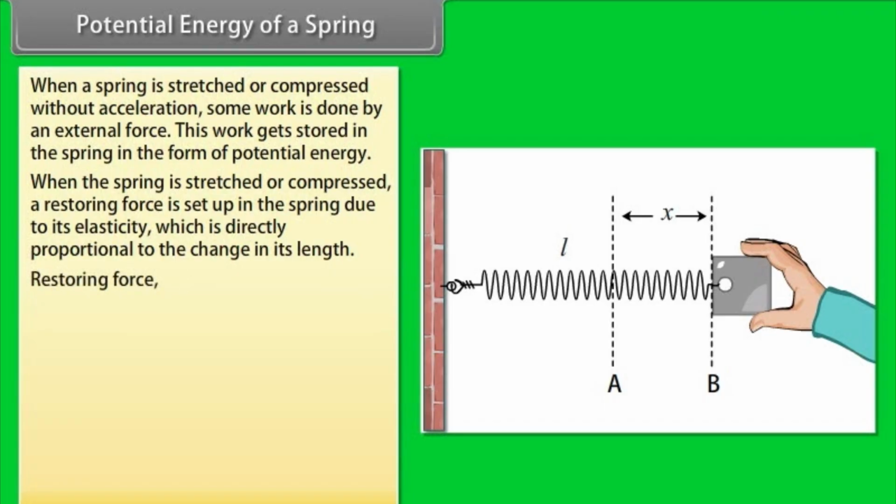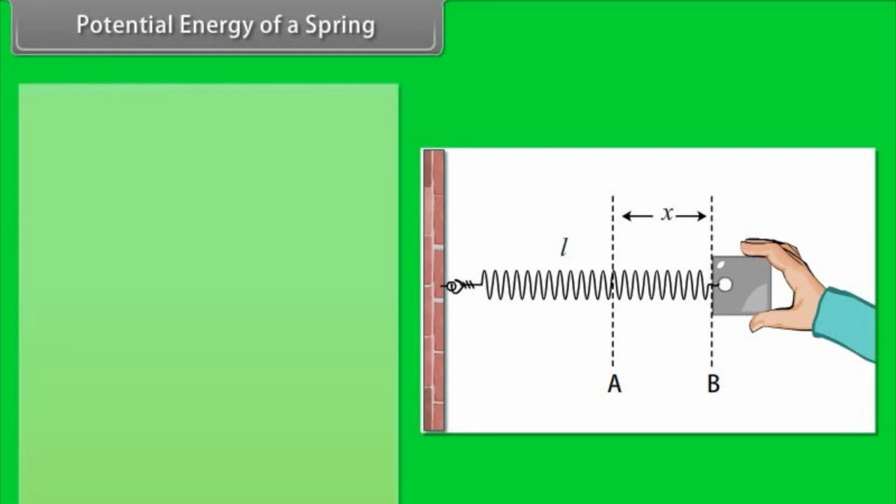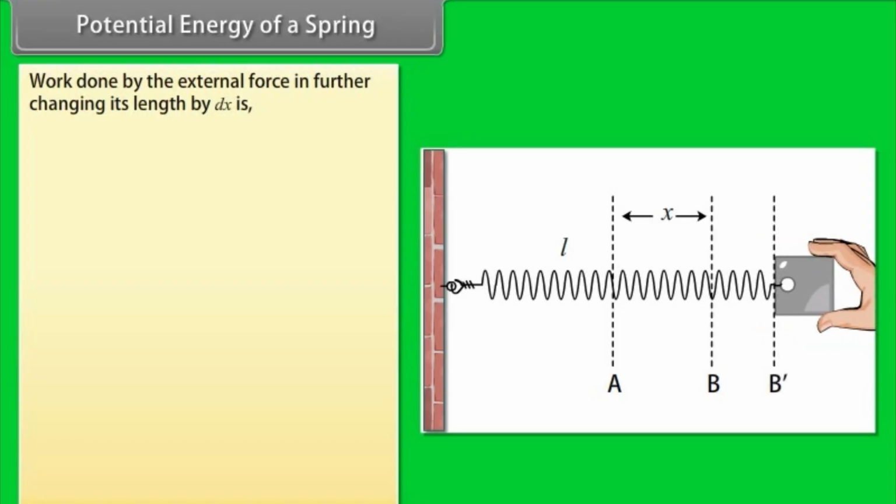Restoring force is given by F is directly proportional to x. F is equal to minus kx, where k is the force constant of the spring and the negative sign shows that it always acts in the direction opposite to the change. Then, the external force required at this instant is given by F equals kx. Work done by the external force in further changing its length by dx is dW equals the dot product of F vector and dx vector, or dW equals kx dx.